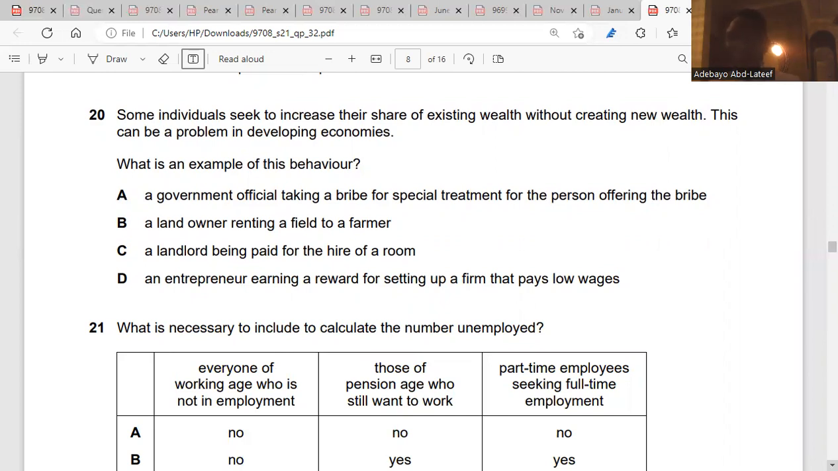What is an example of this behavior? Using shortcuts. Bribe. So, a government official is taking a bribe for special treatment for the person offering the bribe. It's a shortcut. You've not done anything and you are getting money. So it's A.